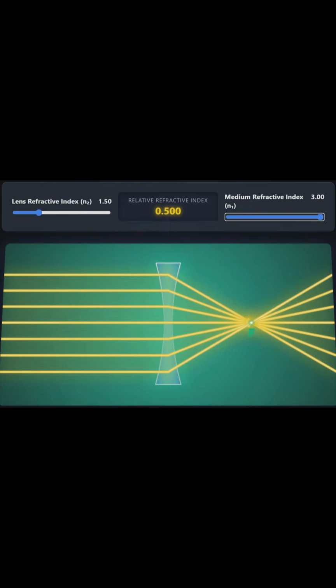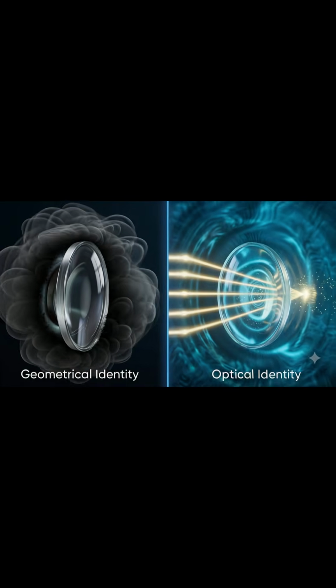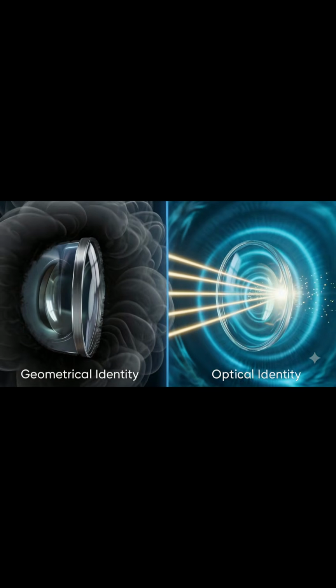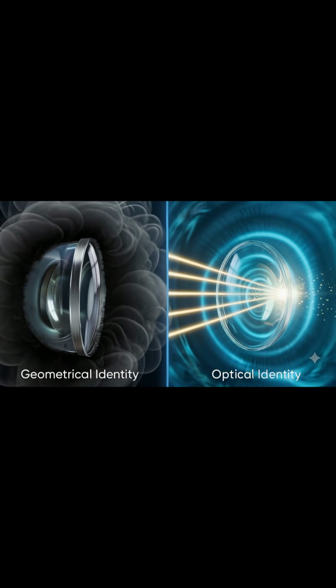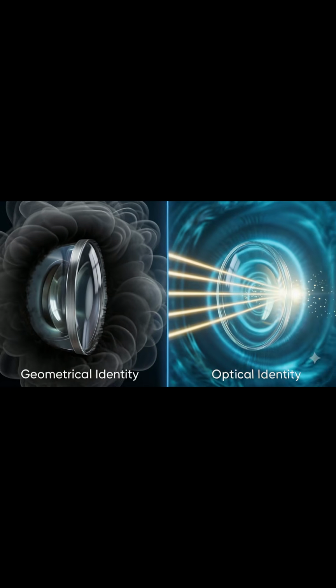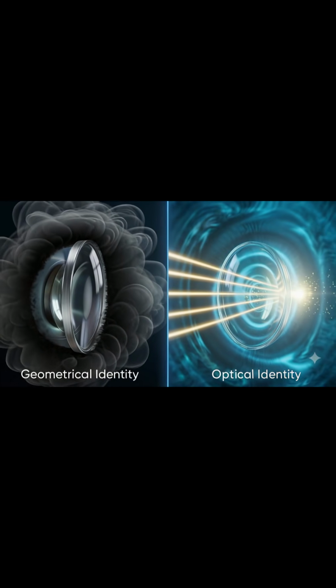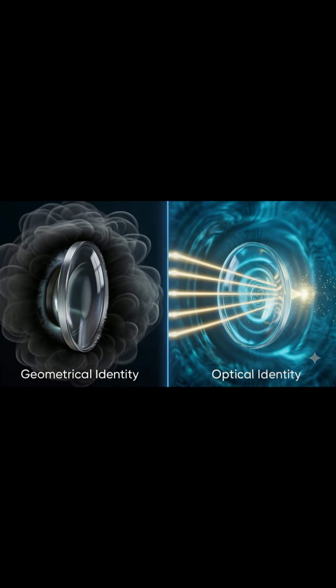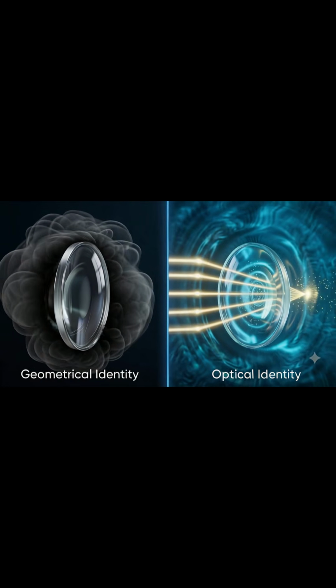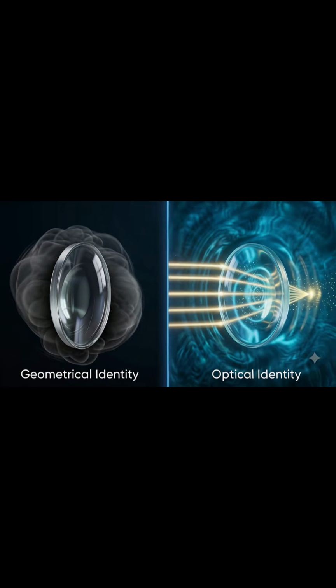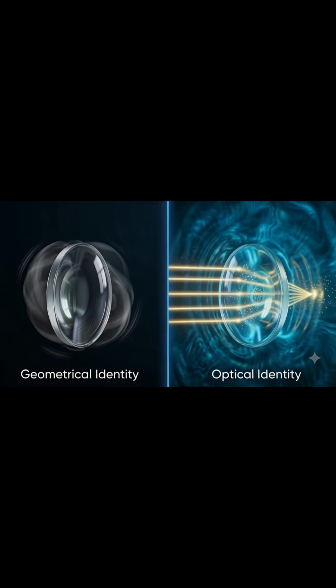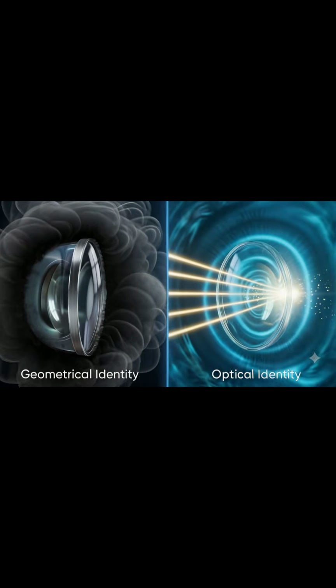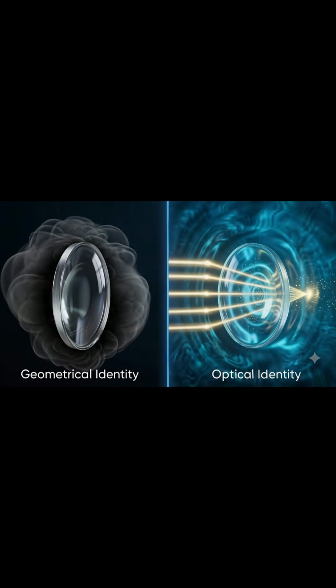This reveals a profound conceptual distinction. The geometrical identity of a lens is locked strictly into its shape, but its optical identity, whether it converges or diverges, is forged by the interaction between that shape and its environment. Convergence and divergence are not intrinsic properties of the glass. They belong to the lens medium system.